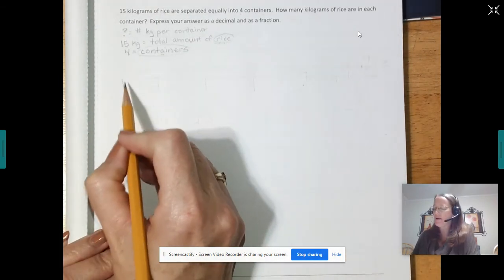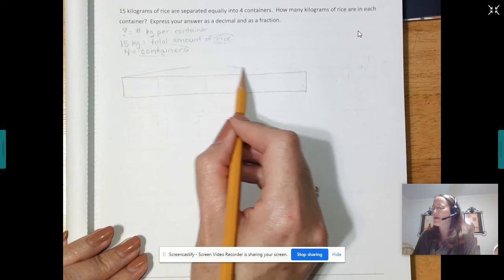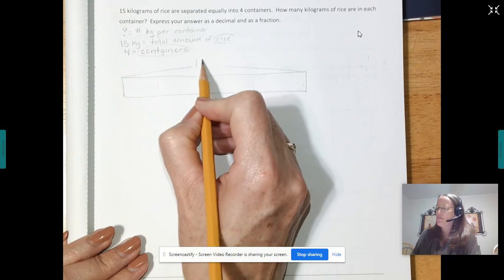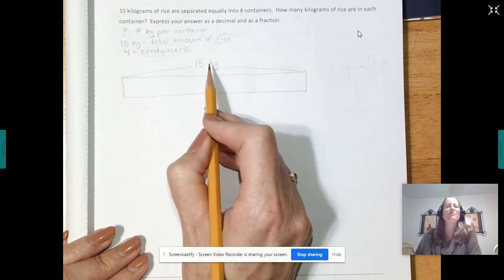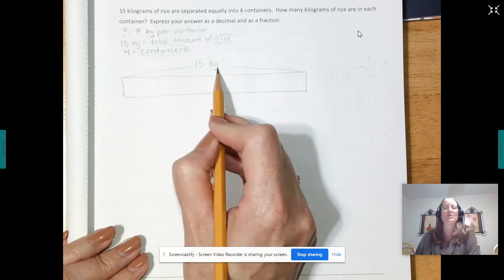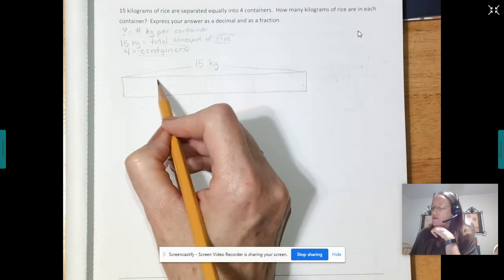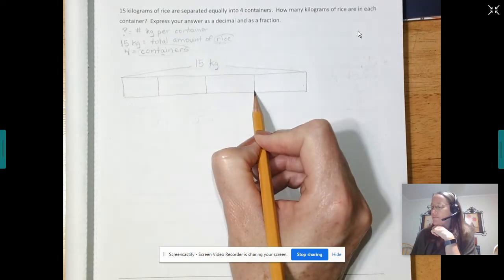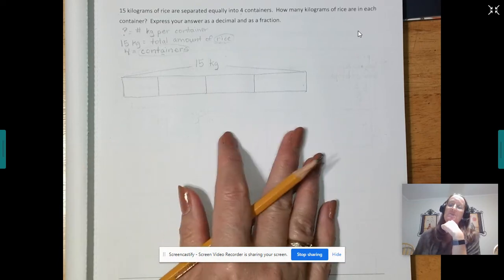So, in my tape diagram, my whole piece of tape is going to represent the total amount of rice that I want to put into those containers. So I am dividing that rice, those 15 kilograms, into 4 containers. So I'm going to split my tape diagram into 4 equal parts, as equal as Ms. Mullenix can do.